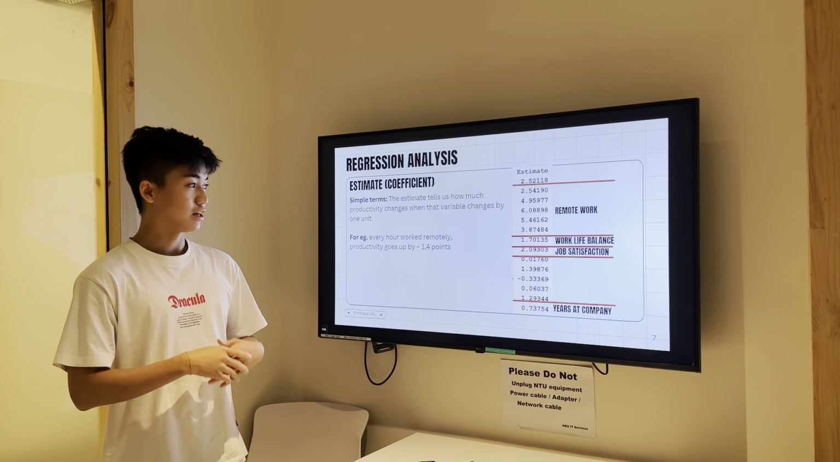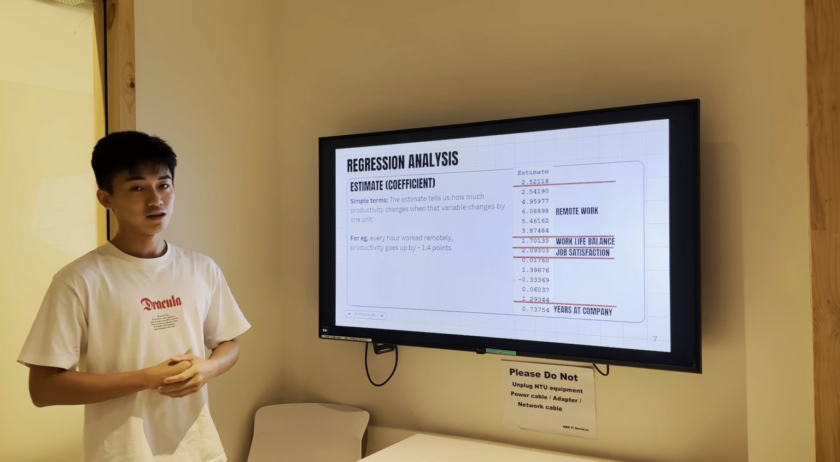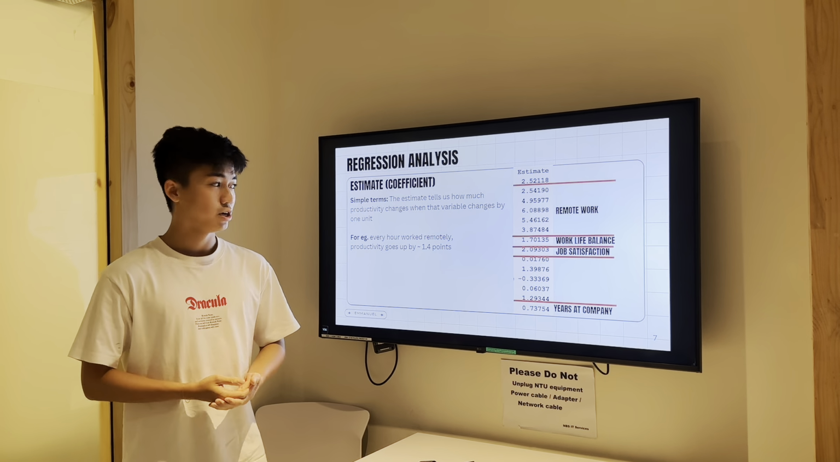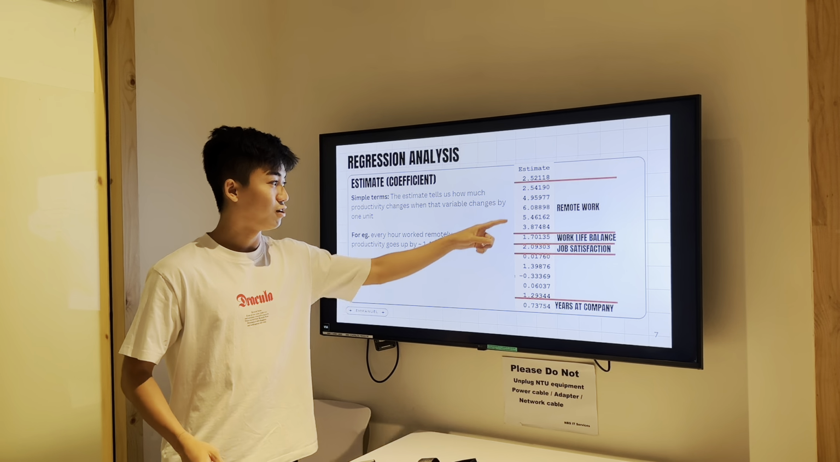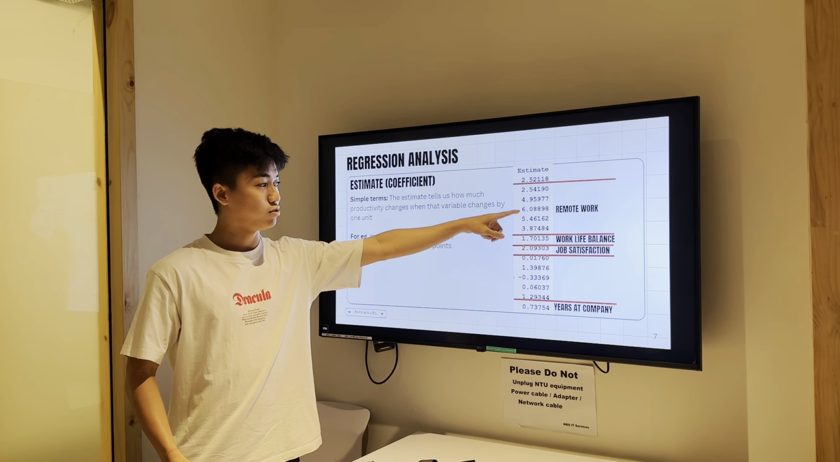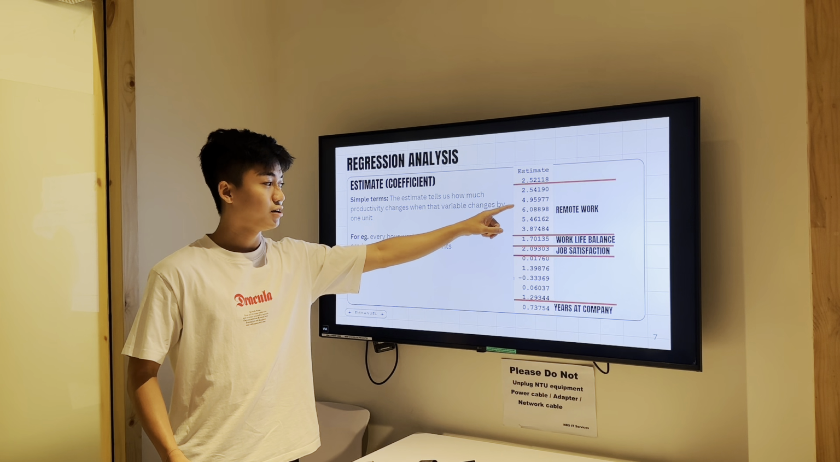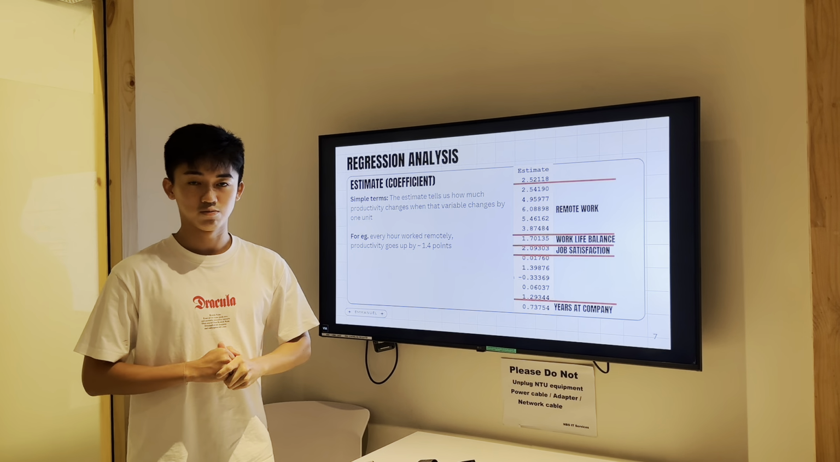Next we'll look at the coefficient. The coefficient tells us how much productivity changes when the variable changes by 1 unit. For example, for 3 remote work days, there will be a 6-unit change in productivity.